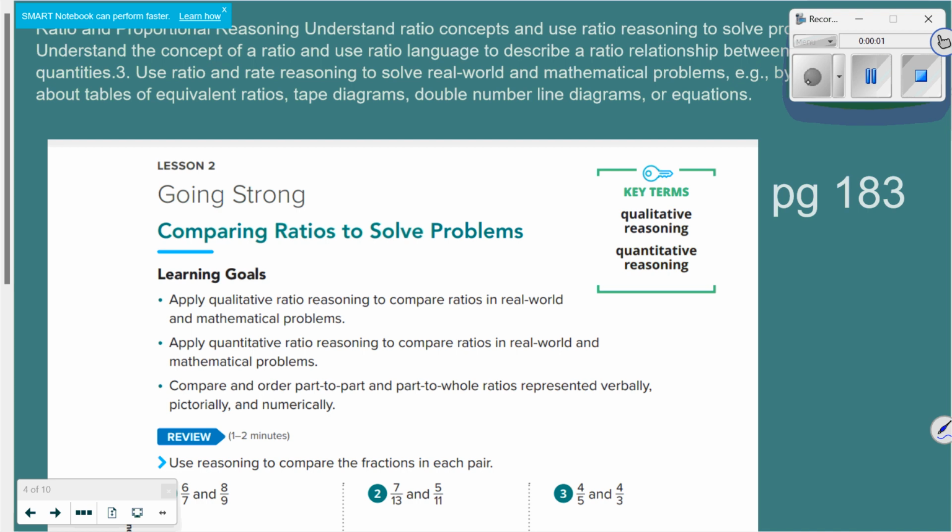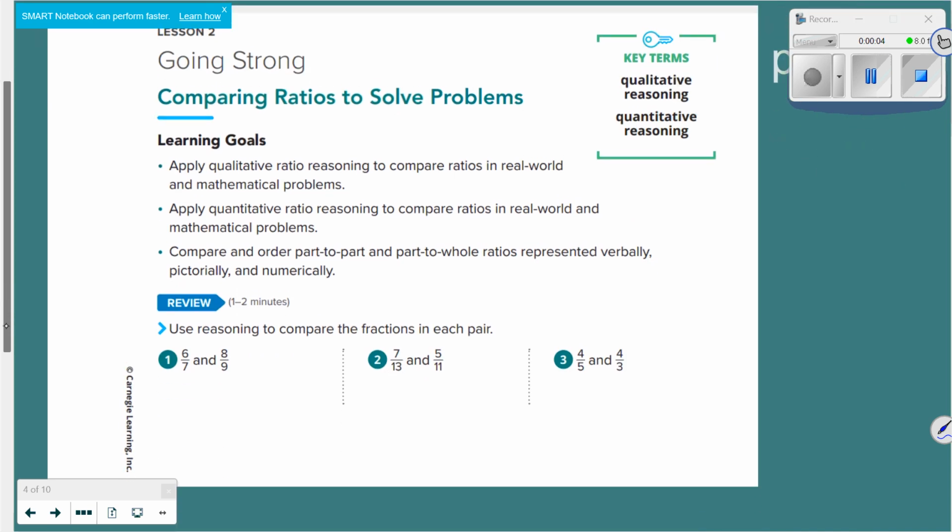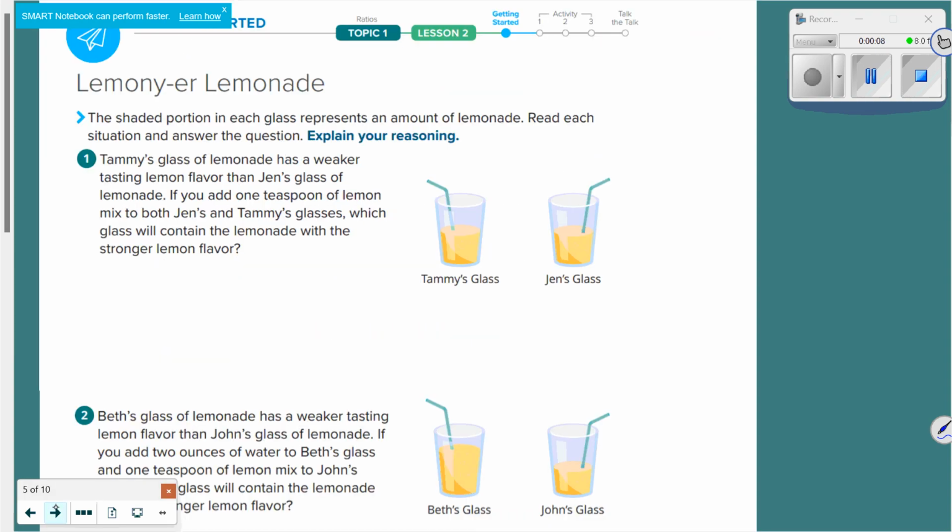Keep going on using ratios. We're going to do a lot of comparing ratios. We're going to skip this one for time's sake because we did that sorting activity today. On your first page, I have you guys work together as a table.